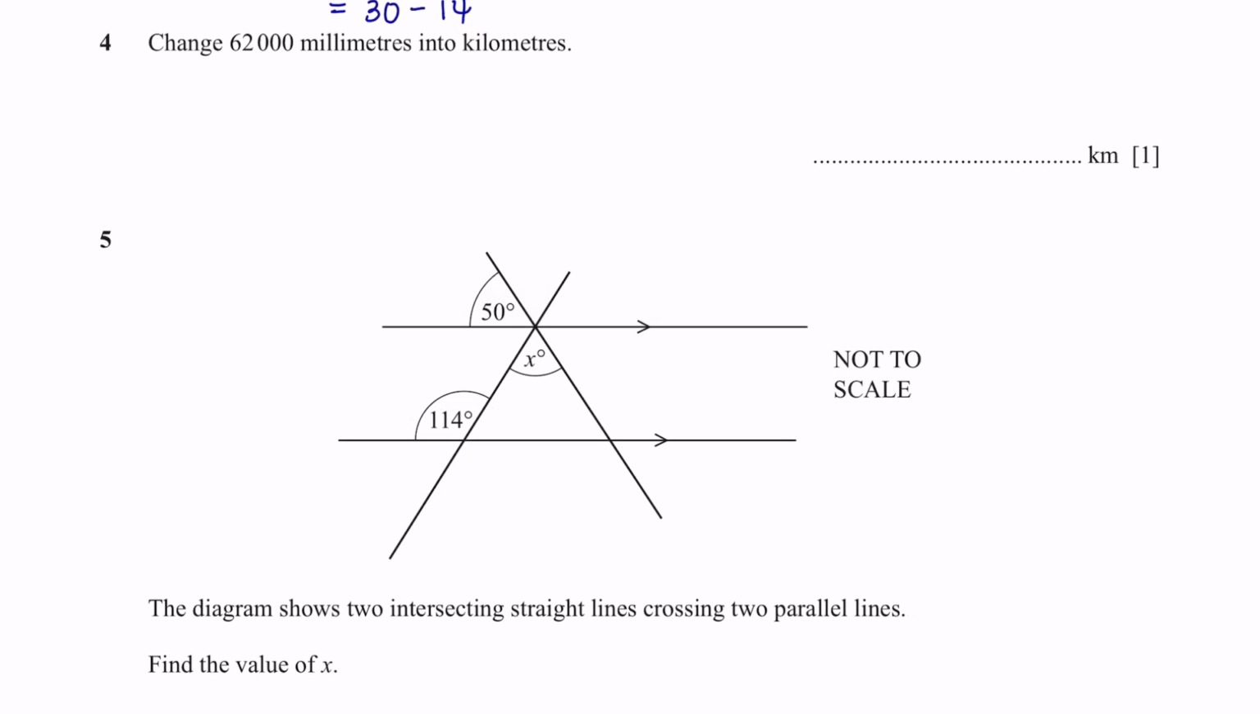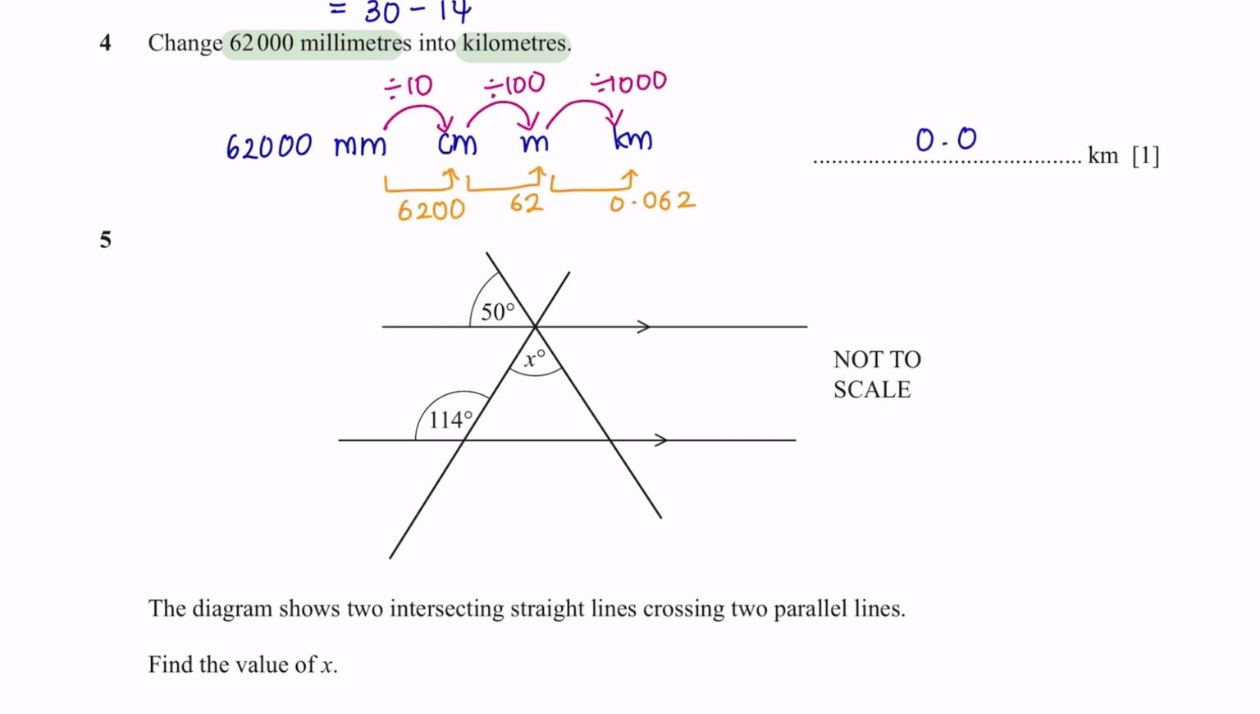Question 4. Change 62,000 millimeters into kilometers. Millimeters to centimeters is divided by 10, centimeters to meters is divided by 100, and meters to kilometers is divided by 1000. And you will get 0.062 kilometers.